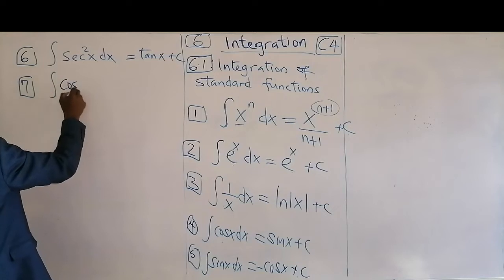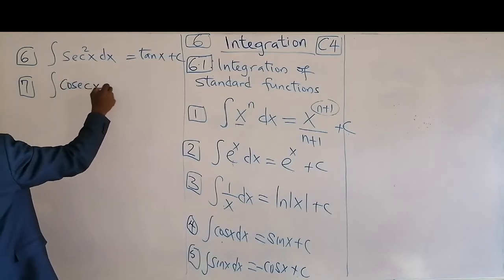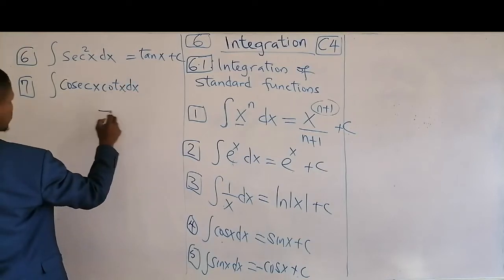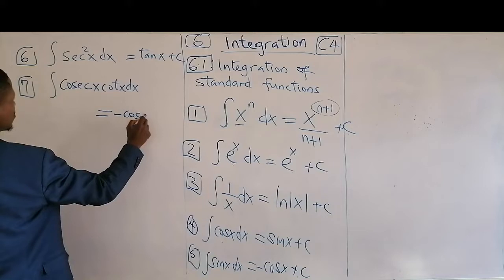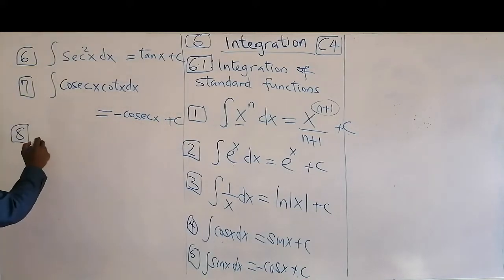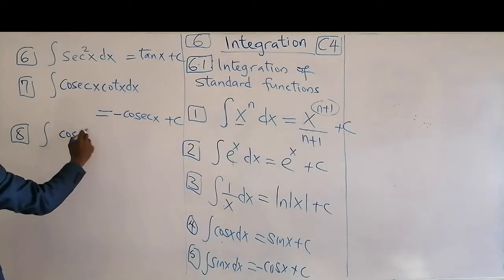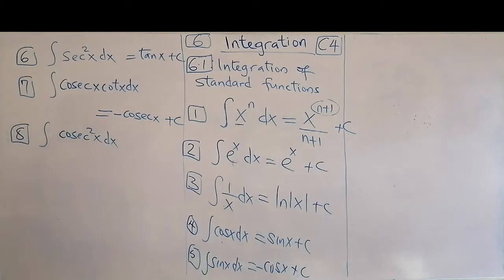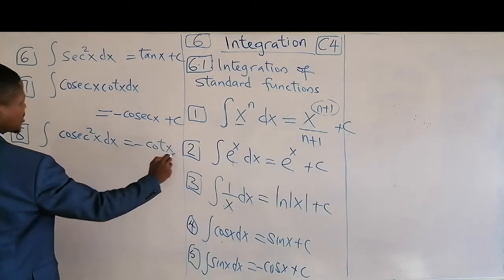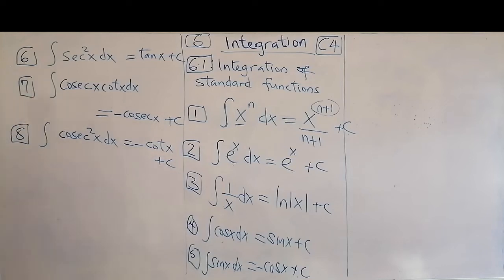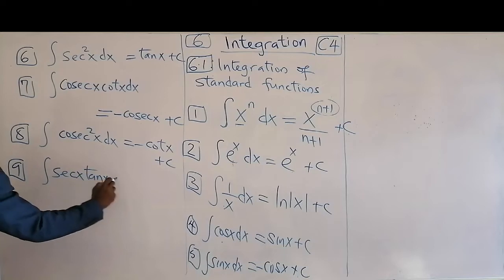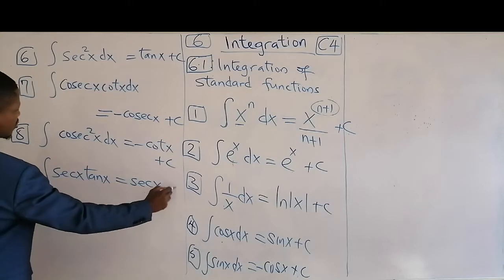Integral of cosec x cot x dx will be equal to minus cosec x plus c. Integral of cosec square x dx will give us minus cot x plus c. The integral of sec x tan x is sec x plus c.